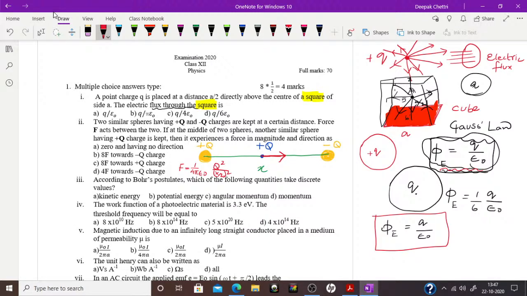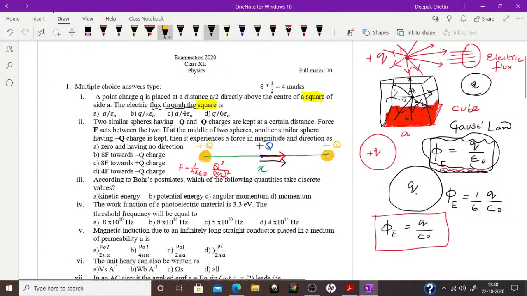So this plus q will go in the direction of minus q, so the force will be again in the same direction, right? Let me draw here. So this red arrow shows the force because of these two, and the black arrow is for the force between minus q and plus q, right. So the direction is same for both.